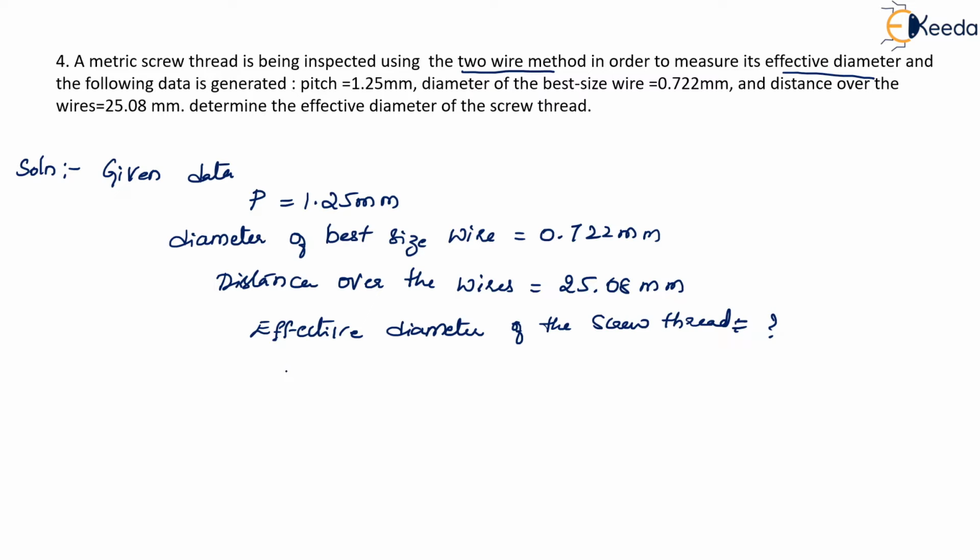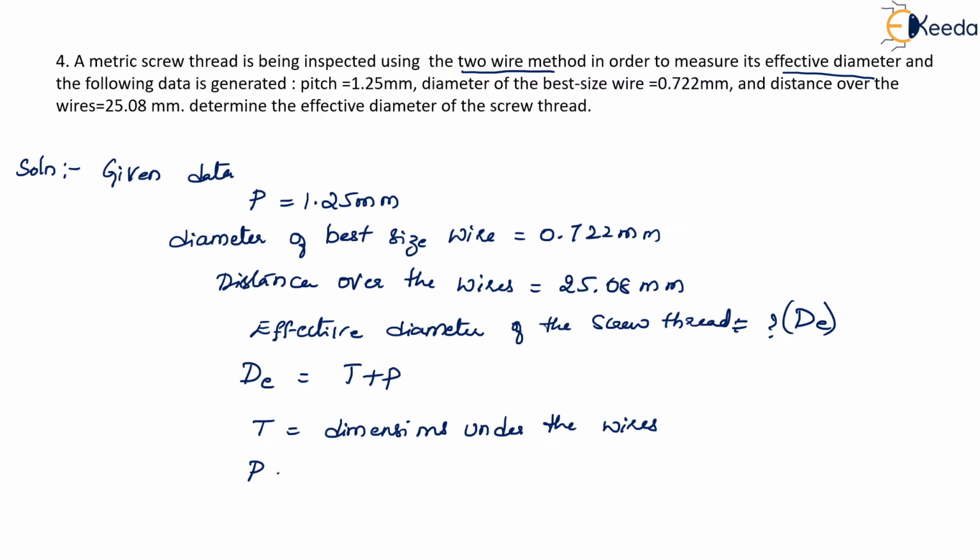To find the effective diameter, we can write this effective diameter as DE. So DE is equal to T plus P, where P is the correction factor and T is the dimension under the wires.